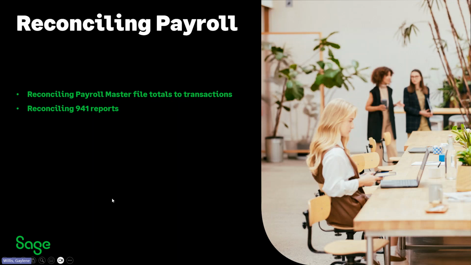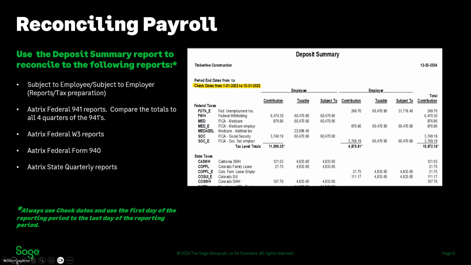So reconciling payroll. We want to reconcile payroll master file transactions to the totals. We want to make sure everything is in balance. We also want to reconcile our 941 reports. When we're reconciling payroll, we want to use that deposit summary report found under Reports, Pay Period Processing, Deposit Summary.